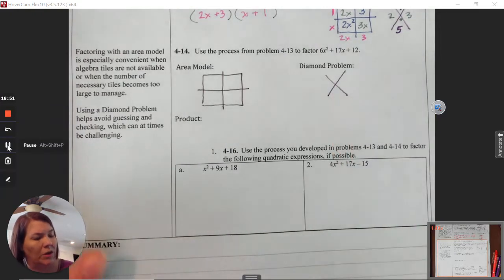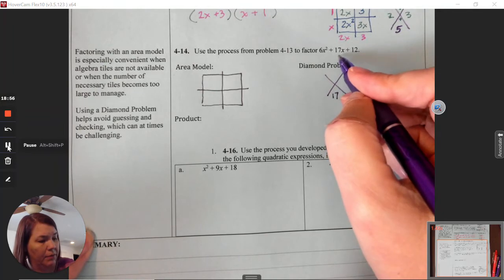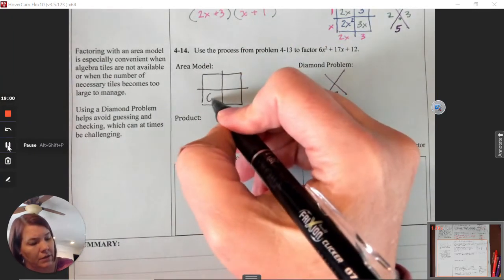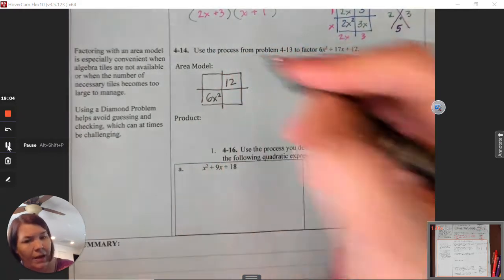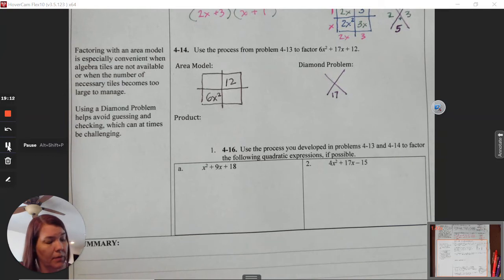What do I know from the problem? So I know this is 17 from the problem. I know from the problem that 6x squared goes here and 12 goes there on one of the diagonals. I'm being consistent, always putting it on the same diagonal, but you can put it on the other diagonal too, as long as it's one of the diagonals. Okay, so that's what I get from the problem.